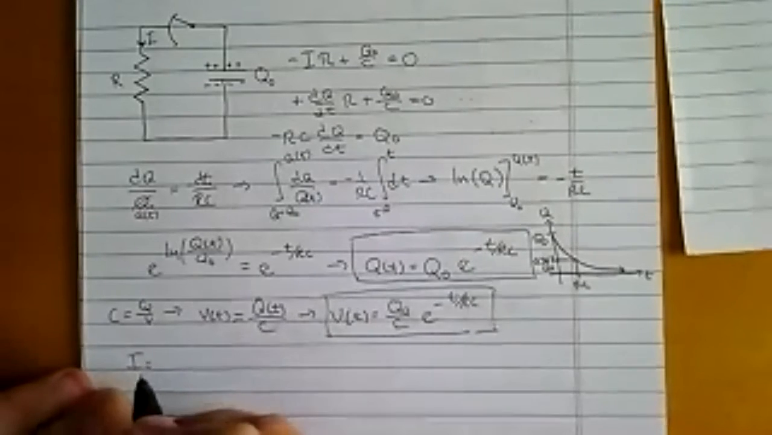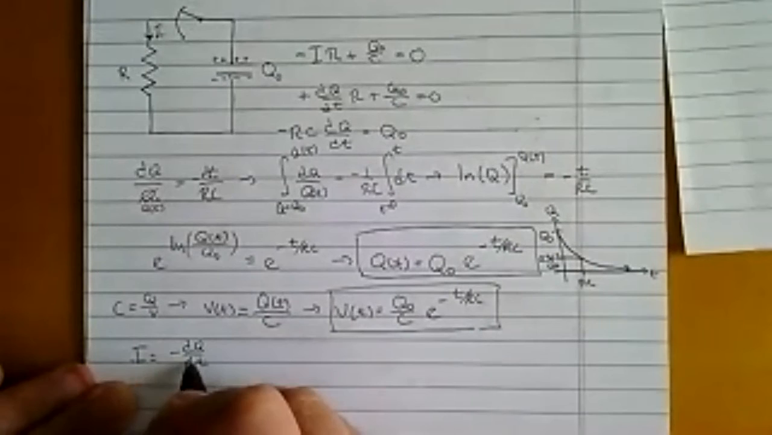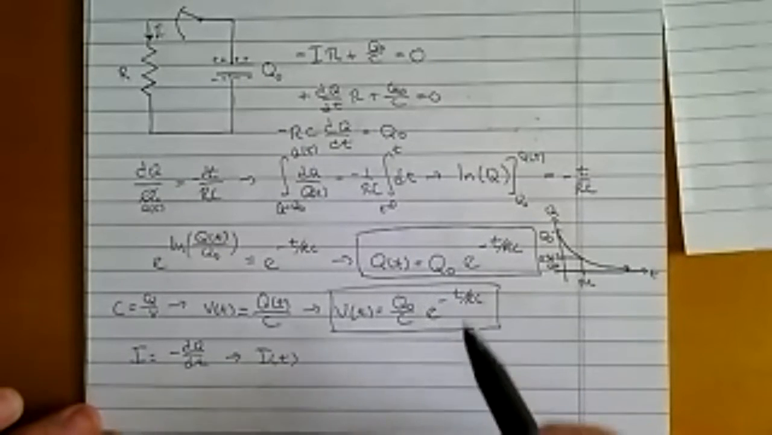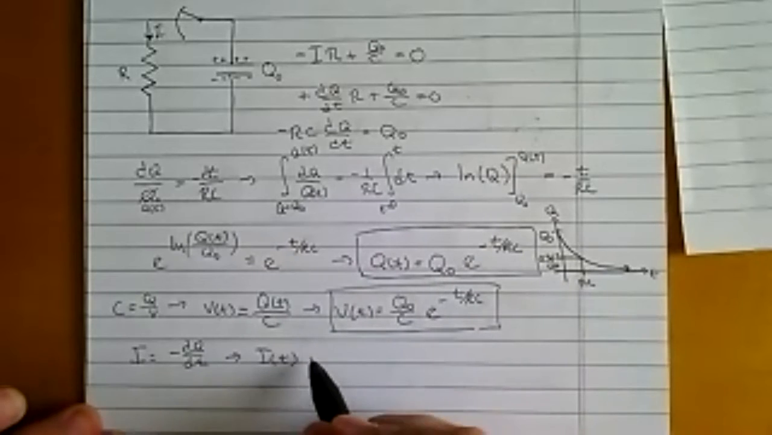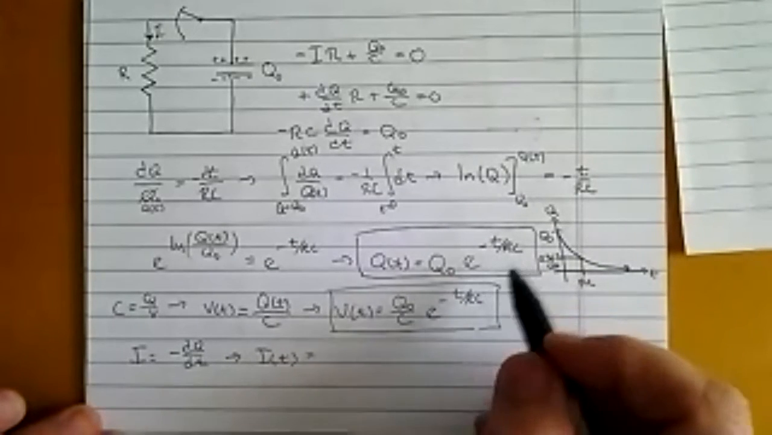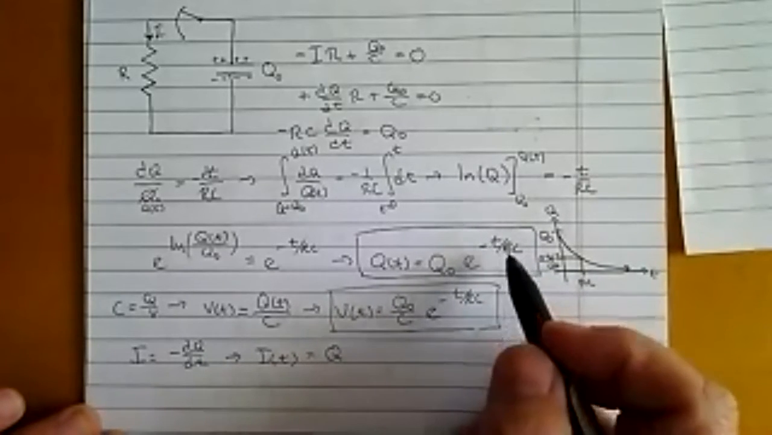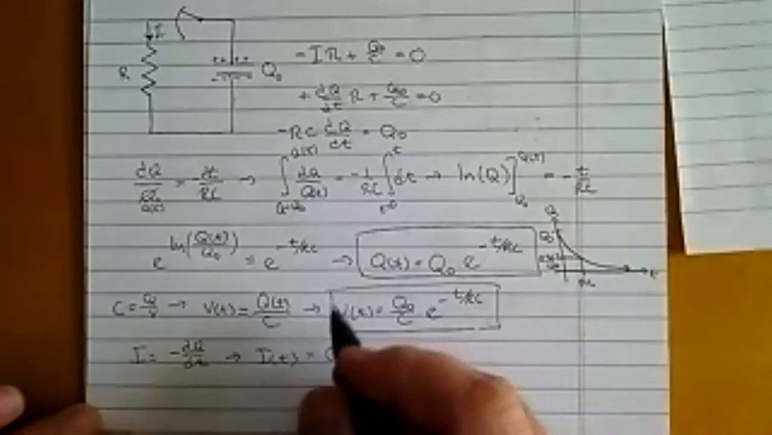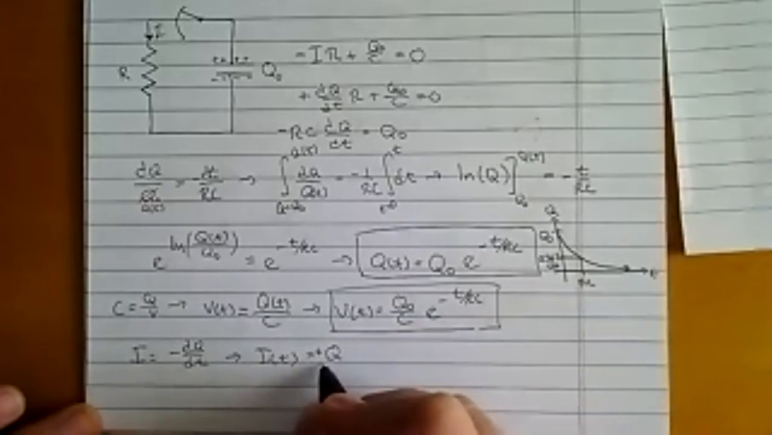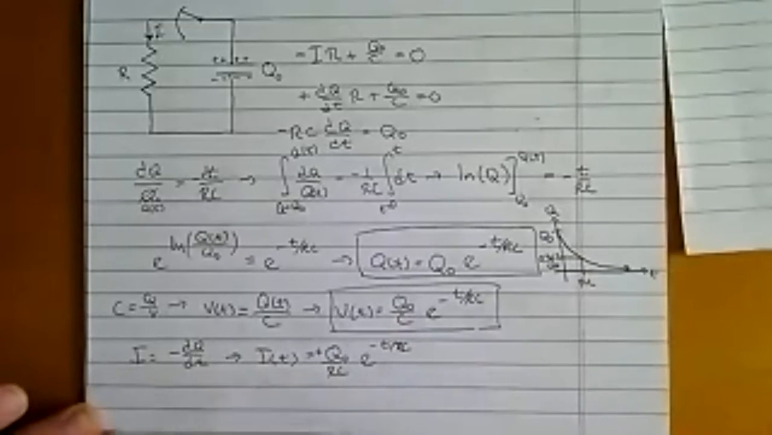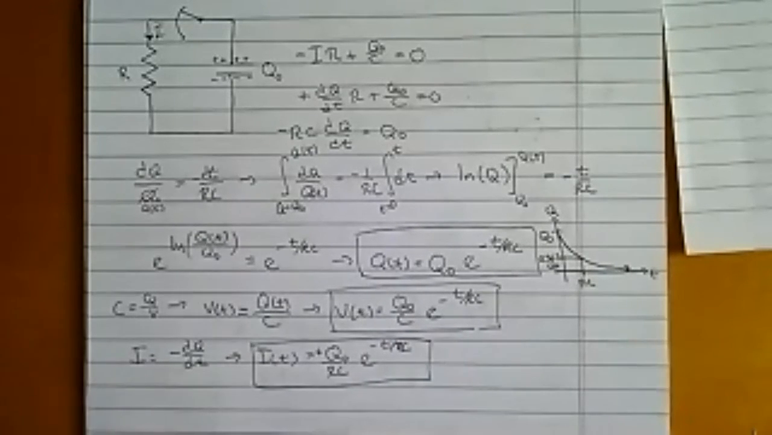Finally, we can use I is equal to negative dQ/dt to find out the current. So we get I of t. Taking the derivative of all that, I'm going to take the derivative of Q0, which is just a constant, obviously, times e to the negative t over RC. When you take the derivative of an exponential, you just get the exponential back. But then you've got to multiply it by the derivative of the exponent. So the derivative of negative t over RC is just negative 1 over RC. So I'm going to make that negative of a negative. That becomes a positive Q0 over RC, and that's e to the negative t over RC, like that.